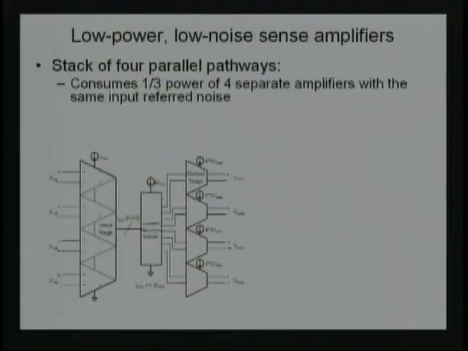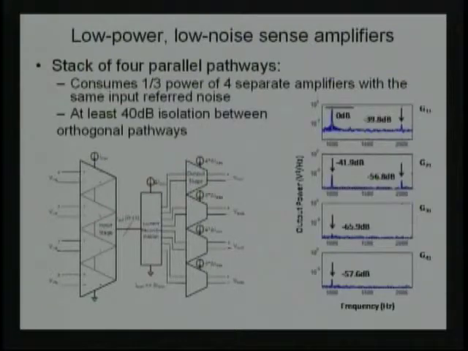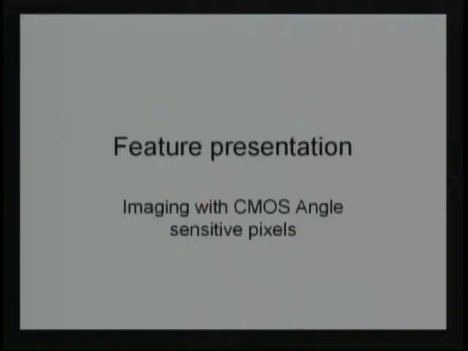And what's especially interesting about this is because of this orthogonality, the 4 signals we're passing through actually remain relatively independent. They have about a 40 dB isolation between them, even as they're basically reusing exactly the same circuit pathways. So now for the feature presentation, which is imaging with CMOS angle-sensitive pixels.